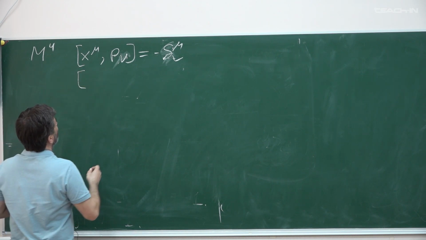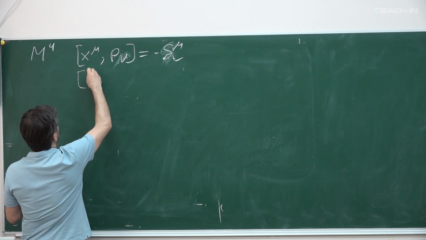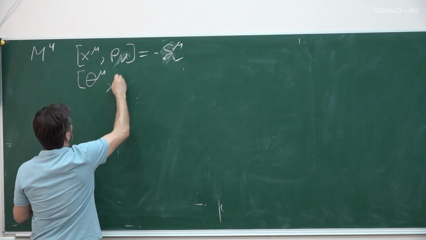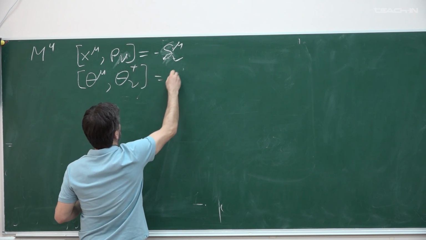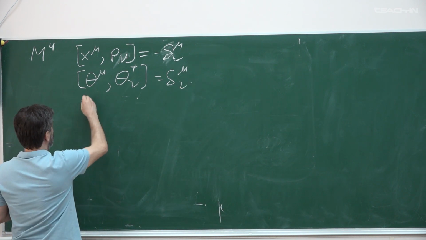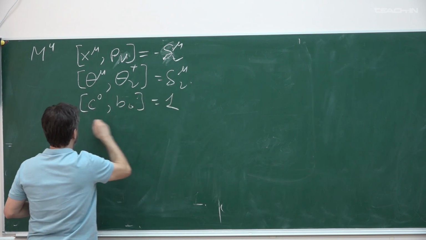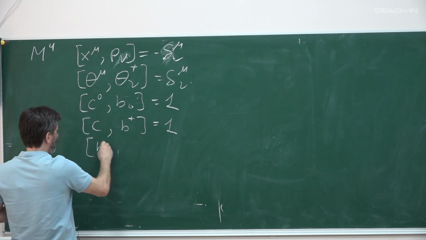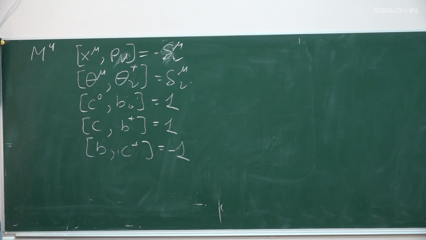Okay, and then there are fermionic oscillators which satisfy the following relations. So it's theta mu, theta dagger nu equal to delta mu nu. And we have some ghosts. So we have the ghost C naught, B naught, which is 1, C B dagger, which is 1, and B C dagger, which is minus 1. All the remaining commutation relations are trivial.